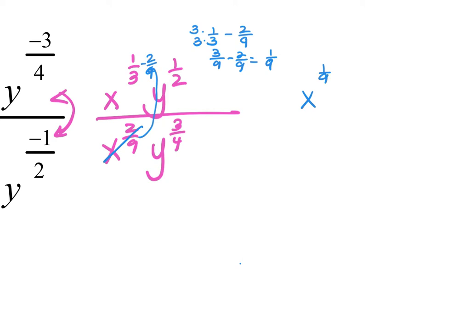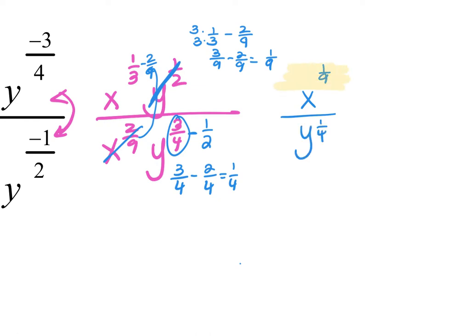And then you go to the y's. 1/2 and 3/4. 3/4 is bigger than 1/2, so I'm going to subtract 1/2 from here and eliminate the y from the numerator. 3/4 minus 2/4 is 1/4. And y to the 1/4 would be in the denominator.